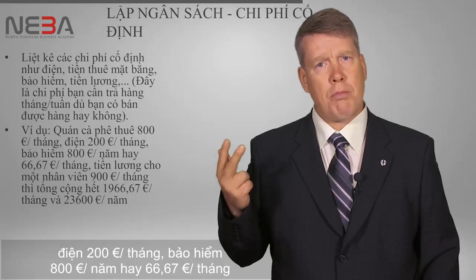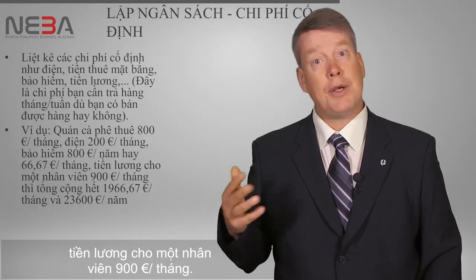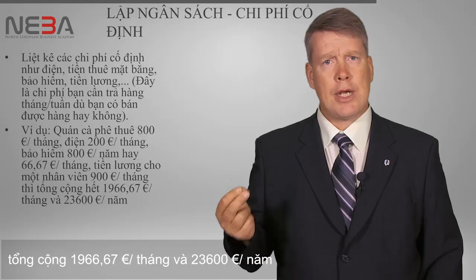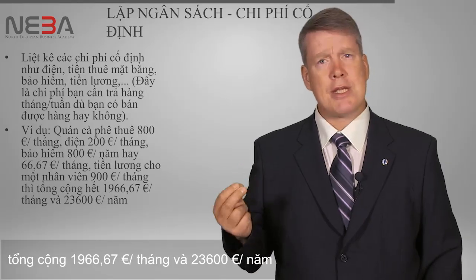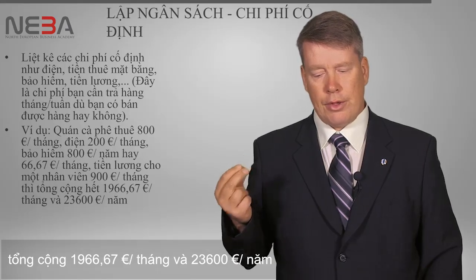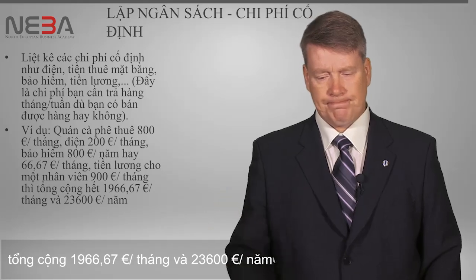66.67 euros per month, salary for one worker 900 euros, total 1,966.67 euros per month, and 23,600 euros per year.